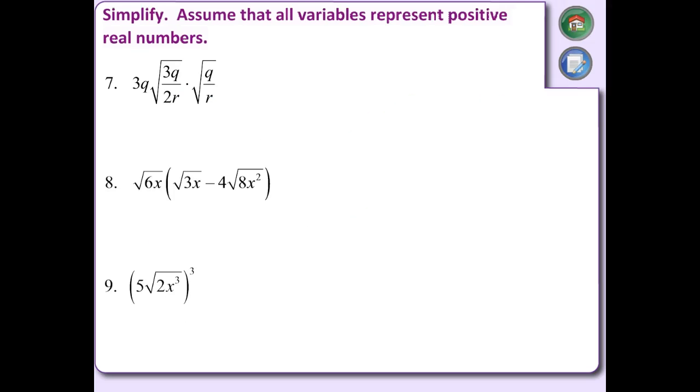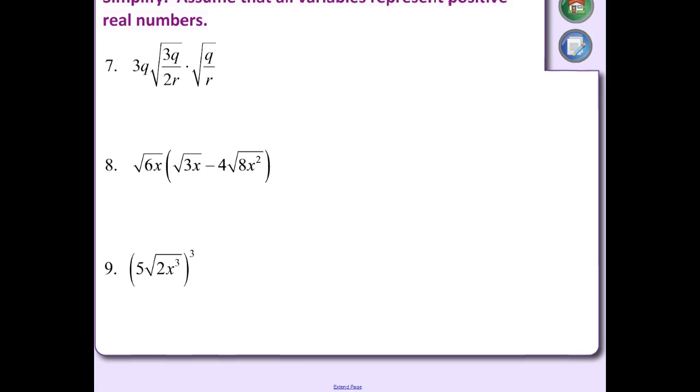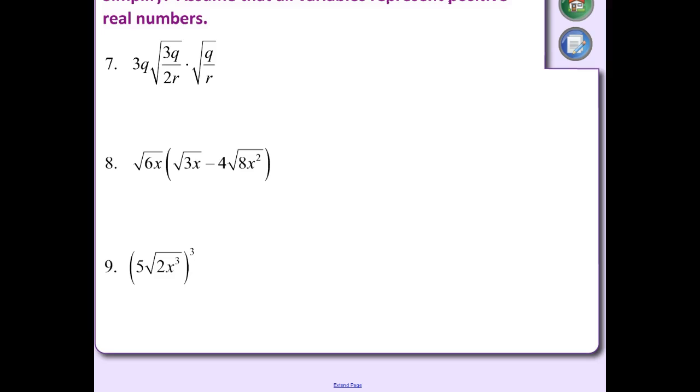Last slide for today. Now these are a little bit harder. I kind of want you to see what's going to happen when we have to extend the lesson a little bit. If you look at number 7, well, I've got fractions. And if I look up there, I could multiply, but nothing's going to cancel out. So let's see what happens there. Since nothing's going to cancel, we're going to have 3q, and then in the numerator, we've got 3q squared, and in the denominator, we've got 2r squared.